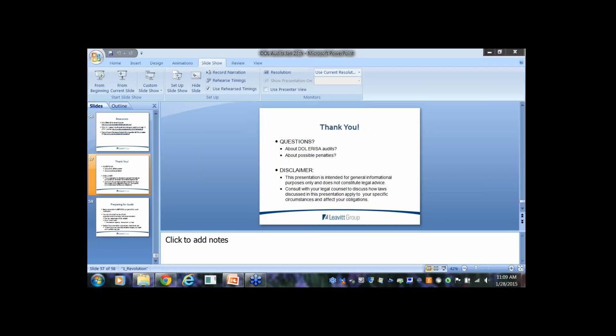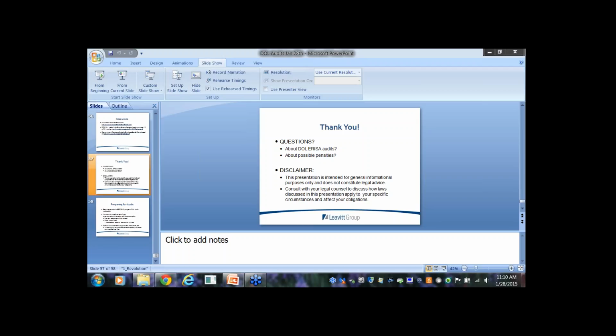Someone asked, are the requirements the same for retirement plans also? Generally, yes, but there are some different requirements that apply specifically for retirement plans, but some of the ERISA requirements apply for all plans. There's a different attachment A list that the DOL sends if they're auditing a retirement plan rather than a health and welfare plan.